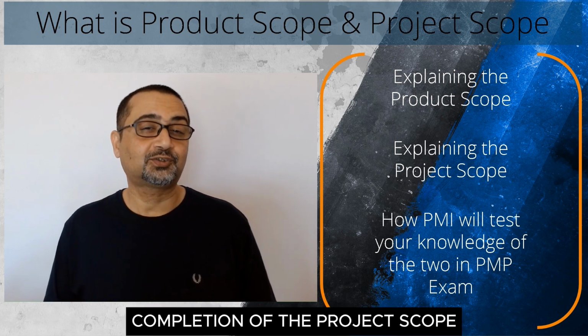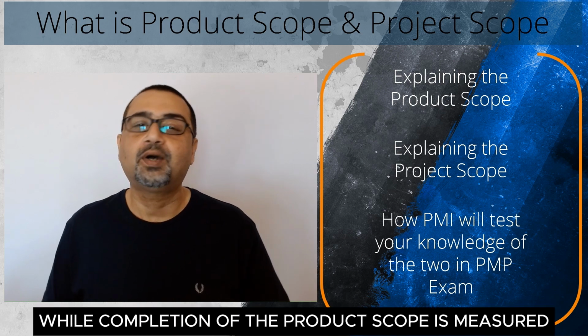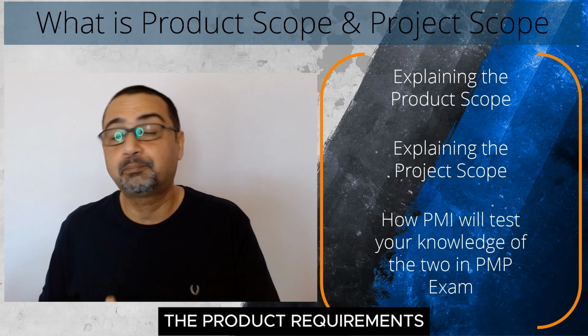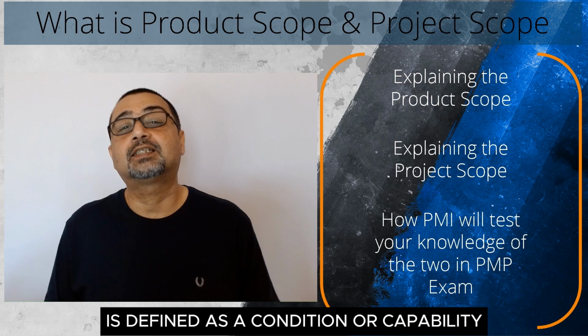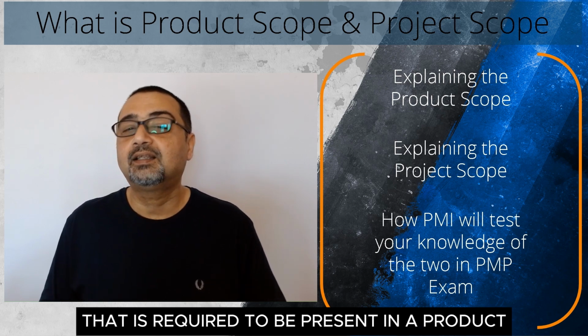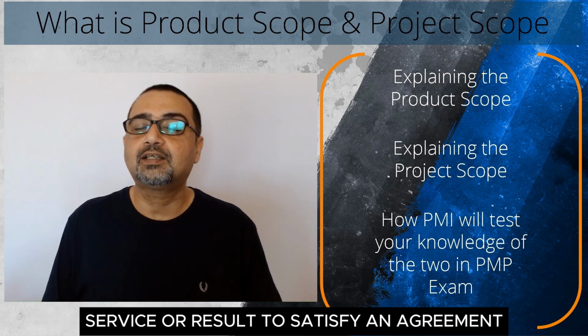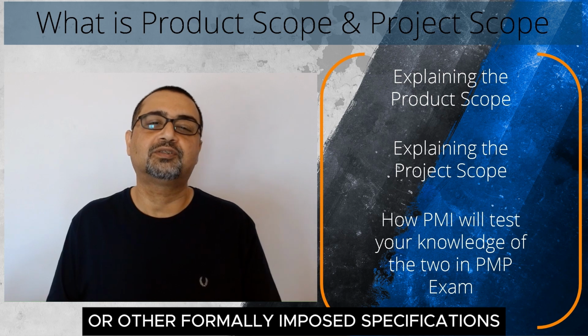Completion of the project scope is measured against the project management plan, while completion of the product scope is measured against the product requirements. The term requirement is defined as a condition or capability that is required to be present in a product, service, or result to satisfy an agreement or other formally imposed specifications.